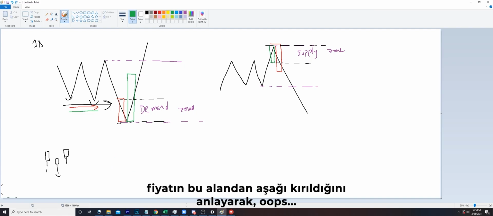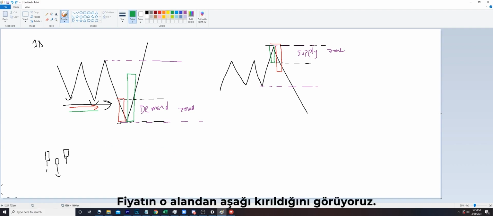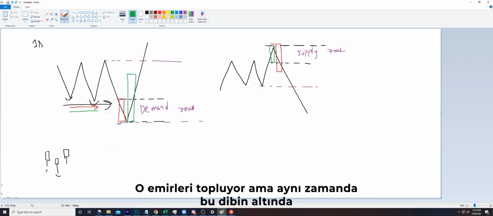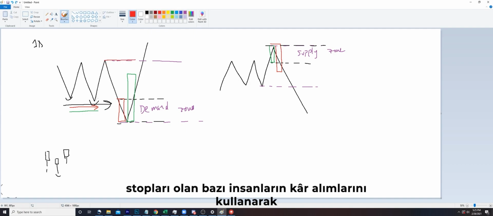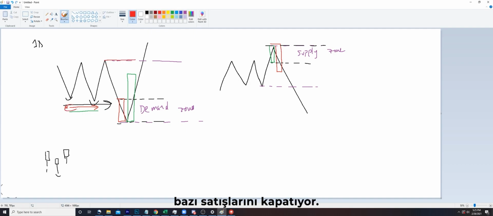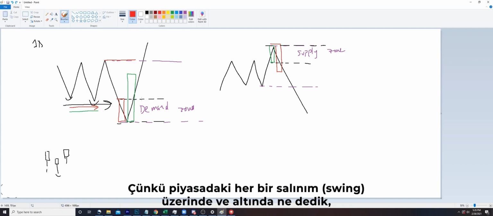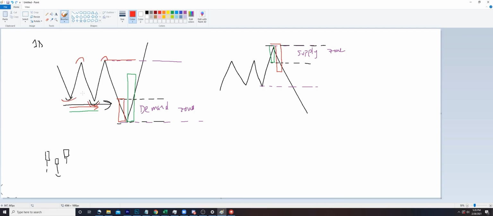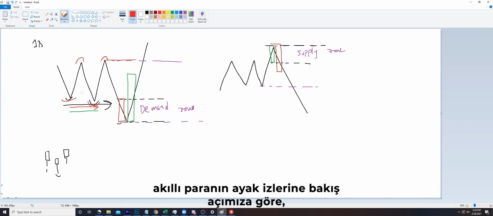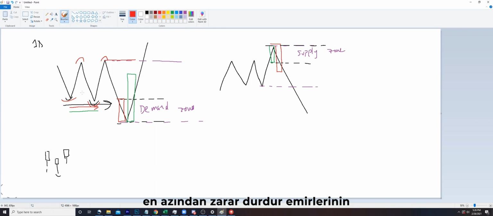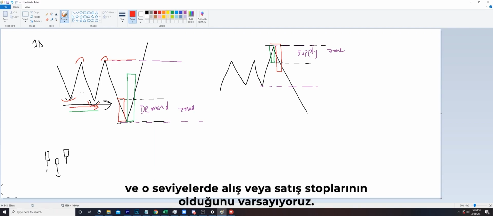Great guy. Now, understanding that, we have price break down through that area, collecting those orders, but also closing some of the sells that the Composite Man got into, using the profit-taking stop losses of some people that had stop losses under this low. Because what did we say? Above and below every single swing in the market, according to our way of looking at the footprints of smart money, we at least presume that there are stop losses and buy or sell stops at those levels.